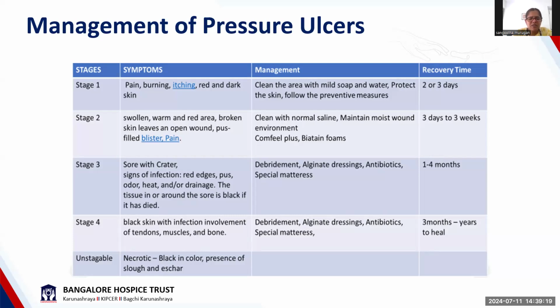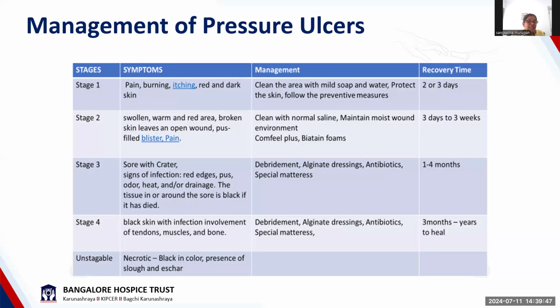When it comes to stage 4, there will be black skin, right? Around it, you can see the bones, it will be very tender, muscle loss, everything will be there. The same debridement you can do if the patient's condition is good. If not, you can do palliative management. Alginate dressings are very nice, and proper antibiotics will help, and special mattresses. So it will be a long period, 3 months to 3 years.